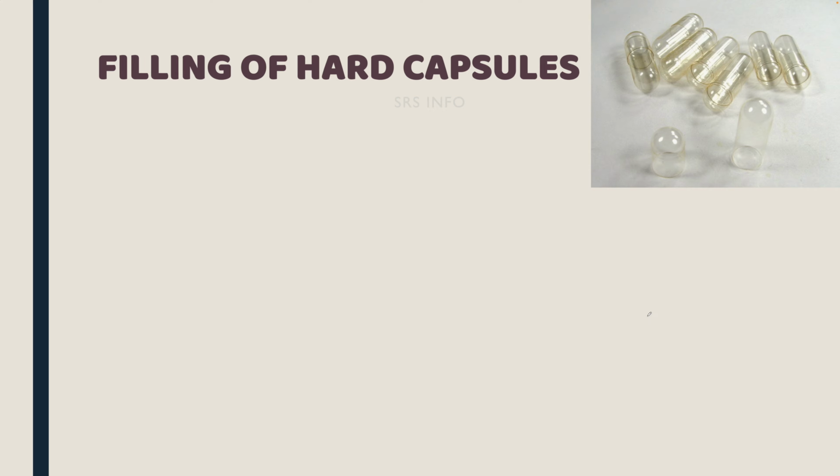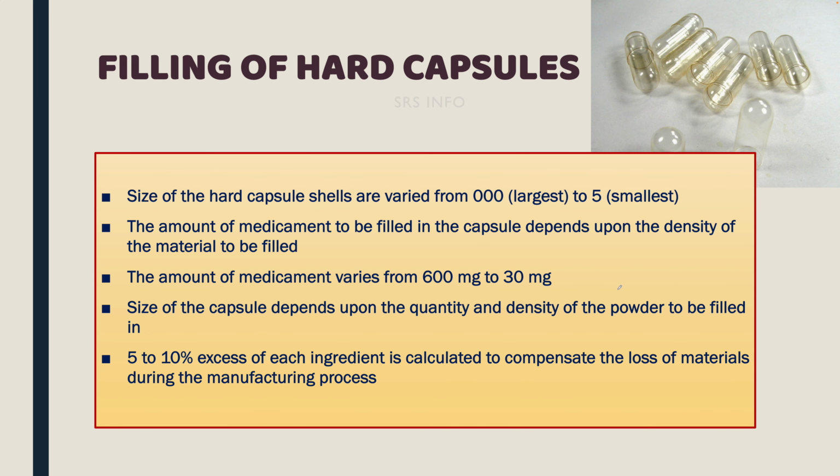Okay. Before filling the medicines into this capsule shell, we have to understand how it is possible to identify and calculate the volume, the required amount of the medicines to fill into that capsules. For that, in the market, we will get the capsules with different sizes. These sizes are noted as 000 to 5.